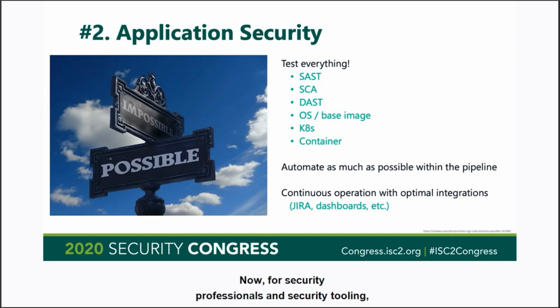Now, for security professionals and security tooling, this can be extremely difficult to do. We are starting to see integration within CI/CD pipelines, native integration of tooling. One looks at some of the advancements that GitHub has deployed, such as Dependabot, as well as GitLab, actively integrating numerous security capabilities directly within their tooling and infrastructure. That is starting to provide a somewhat easier footing for us to get in there. But if we're trying to integrate legacy tools, that can oftentimes be very challenging. And really, the bottom line here is to think about continuous operation with optimal integrations.